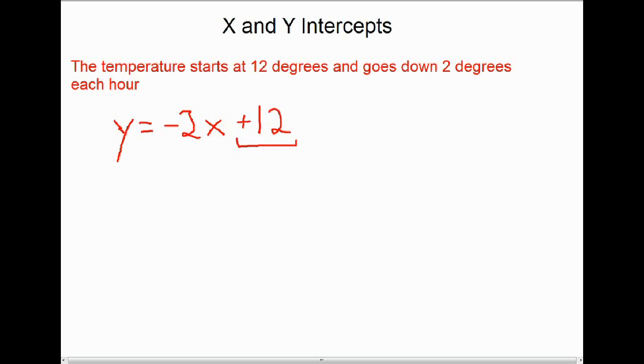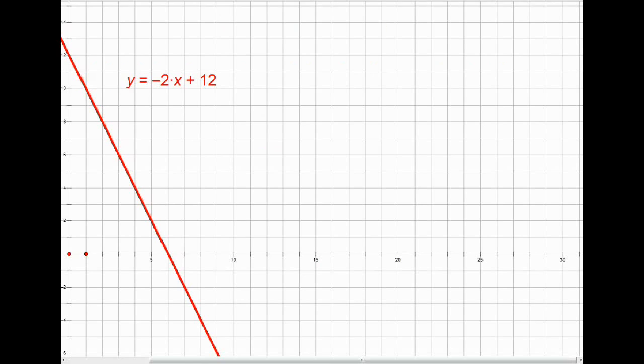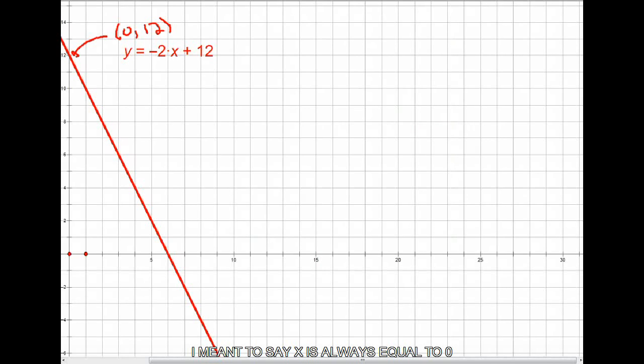So we're going to graph this relation and take a look at the graph to explore this a little bit further. So here we have the graph for y equals -2x plus 12. And as we can see here, our y-intercept is 12. So that's our coordinate 0, 12, because on the y-axis, x is always equal to 0. But as I discussed, what might be a piece of valuable information here is, well, when is it going to get to be 0 degrees?